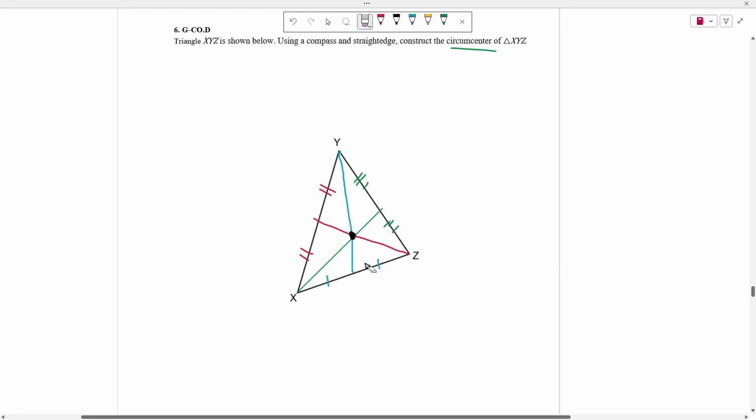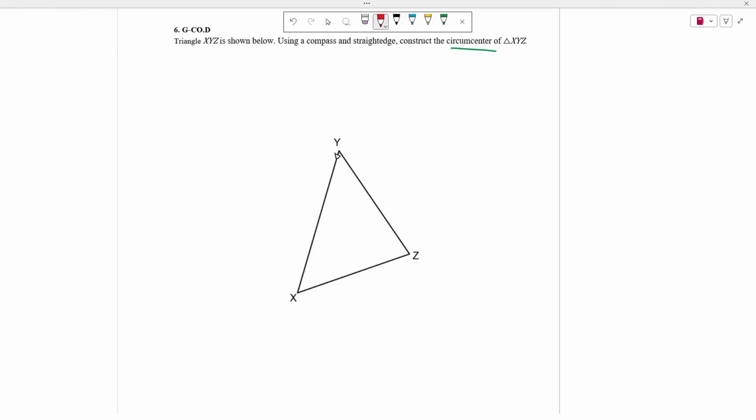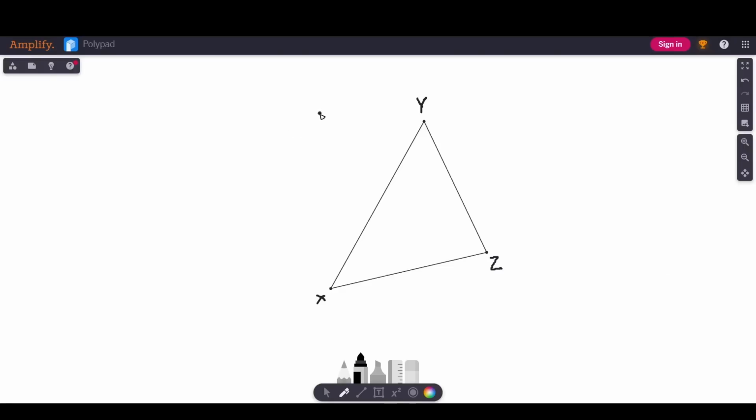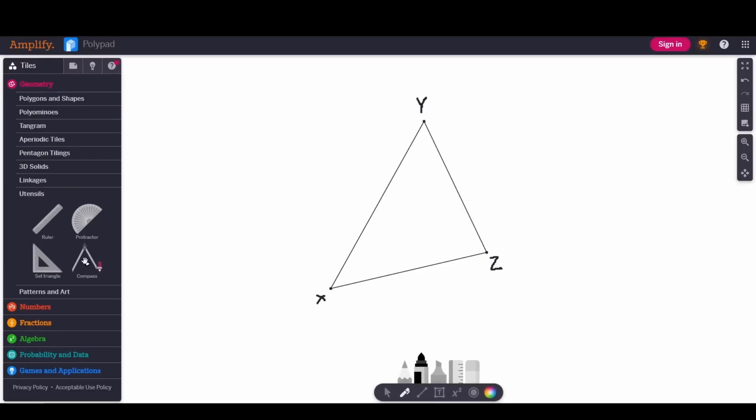Now, obviously, I eyeballed it. You cannot eyeball it on this test. What you have to do is go ahead and use your straight edge and your compass to manually find the bisectors of these sides and then draw the point at which they intersect. So let's go ahead and do that in this software over here. So I'm going to bring out my protractor over here.